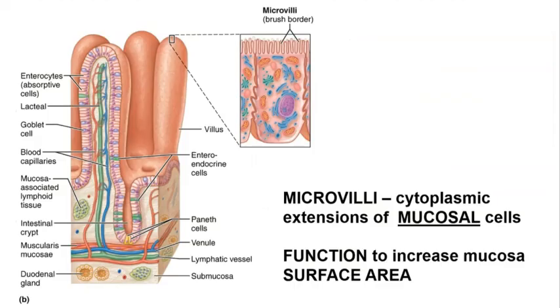The surfaces of the villi are not smooth, but are coated with microscopic projections that are called microvilli. Microvilli are small cytoplasmic extensions of the mucosal cells. The function of the microvilli is to help further increase the surface area of the mucosa of the small intestine, so that absorption can be more efficient.